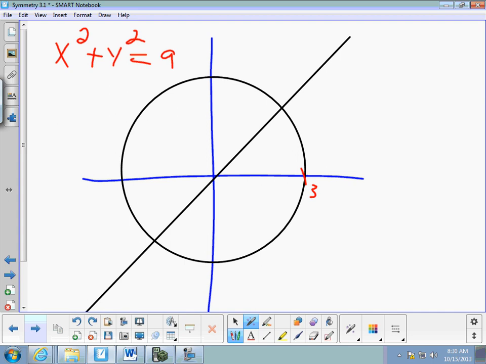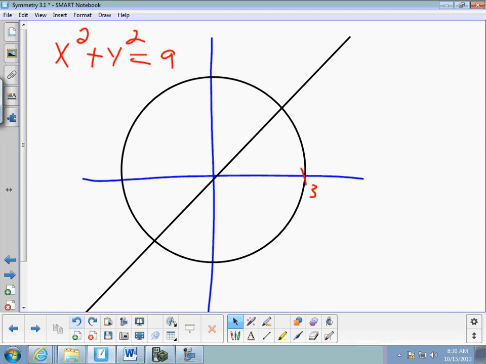Is this a function? Is this the graph of a function? No. Is every member of the domain paired with only one member of the range? Here's an x value. Oh, look, there's a y value that matches up with it. There's another y value that matches up with it. So this is not a function.